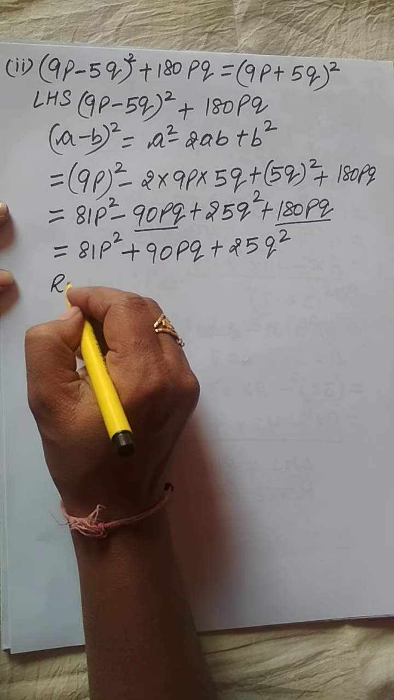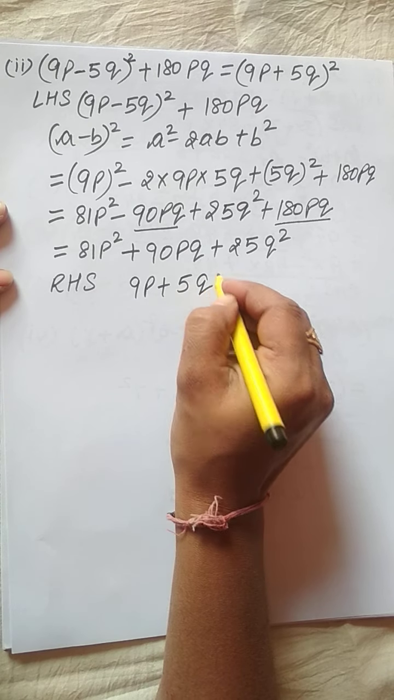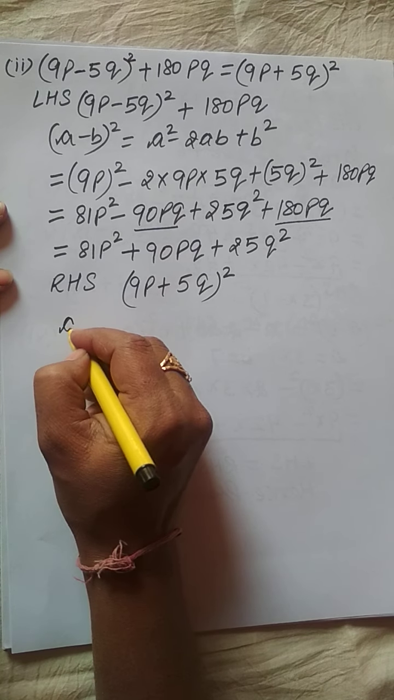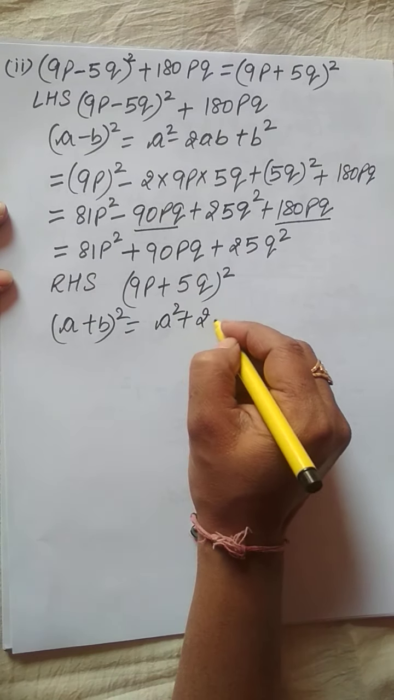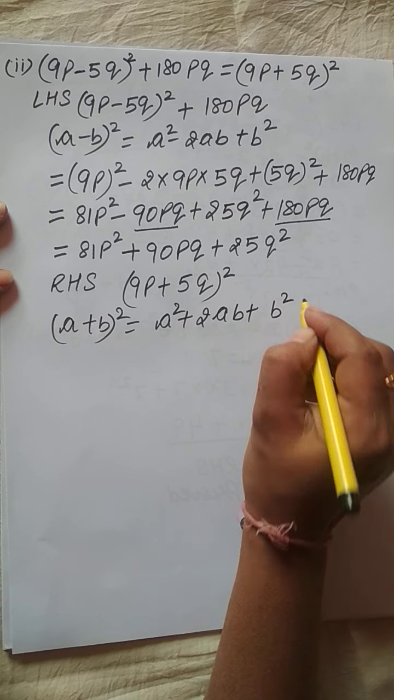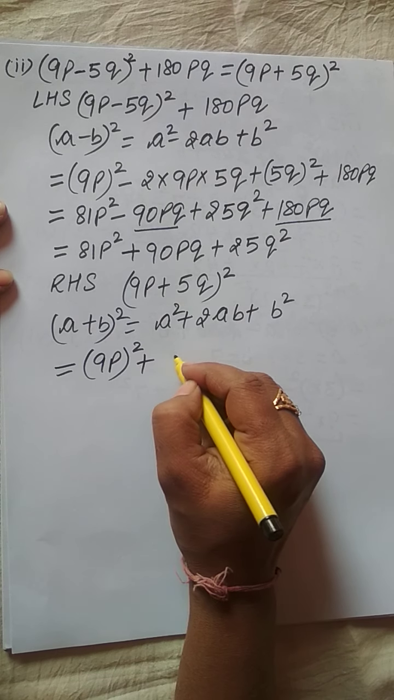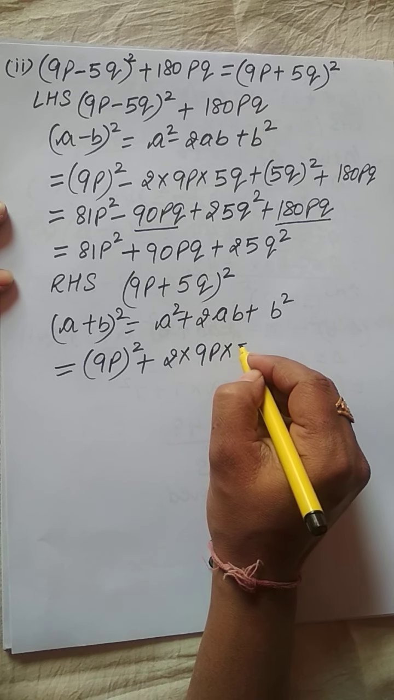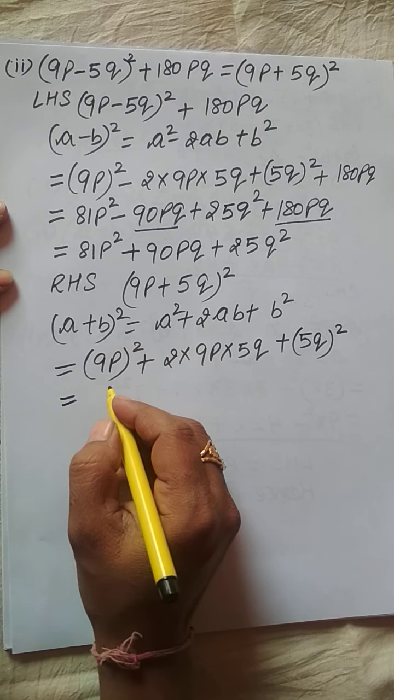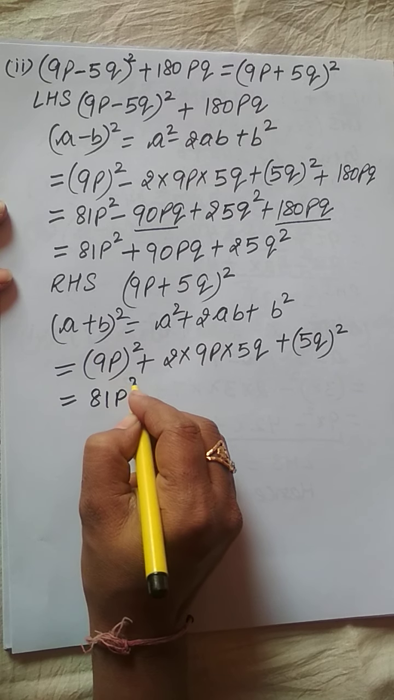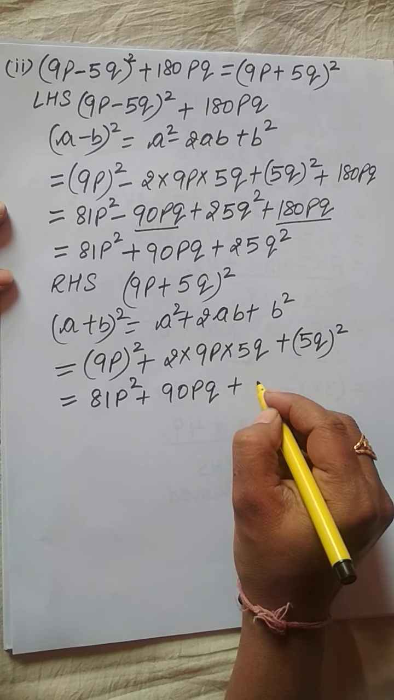Now do the simplifications on the right side, which is equal to (9p + 5q)². Now in this we will use (a + b)², which is equal to a² + 2ab + b². Now the value of a is 9p, (9p)² + 2 × 9p × 5q + (5q)². Square of 9p is 81p² + 2 9's the 18, 5's the 90pq + 25q².